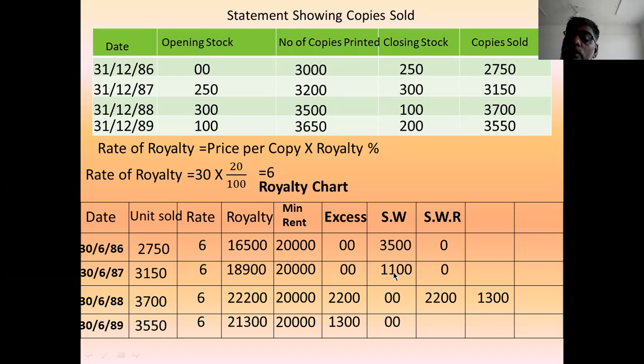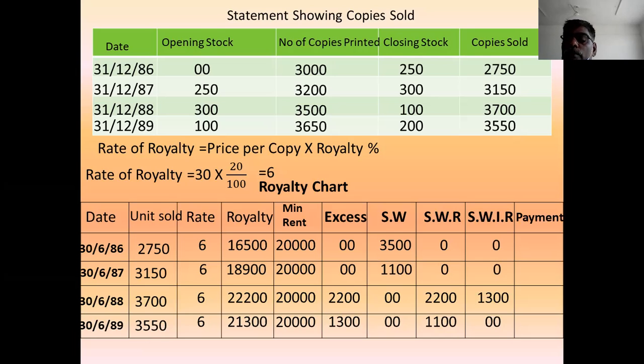And next is 1,100 short working. This 1,100 is to be recovered in the next 2 years. Next 2 years means 88, 89. In the year 89, there is an excess of 1,300. You recover 1,100 from the 1,300 excess amount. So 1,100 is fully recovered. Then there is no balance. Okay. Like this, you calculate the SWR, and where it is 0, put the 0.